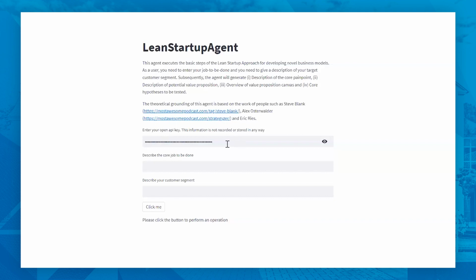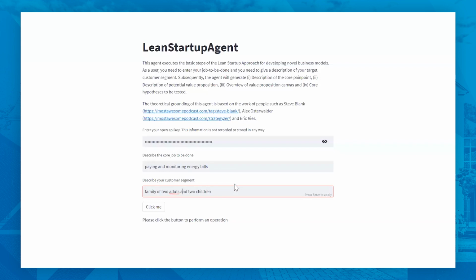But I have already inputted my key now, and now we can do again the same exercise that we did at the beginning. So job to be done. Let's do again paying and monitoring energy bills. And we can describe the customer segment. Again, let's take a family of two adults and 2 children.